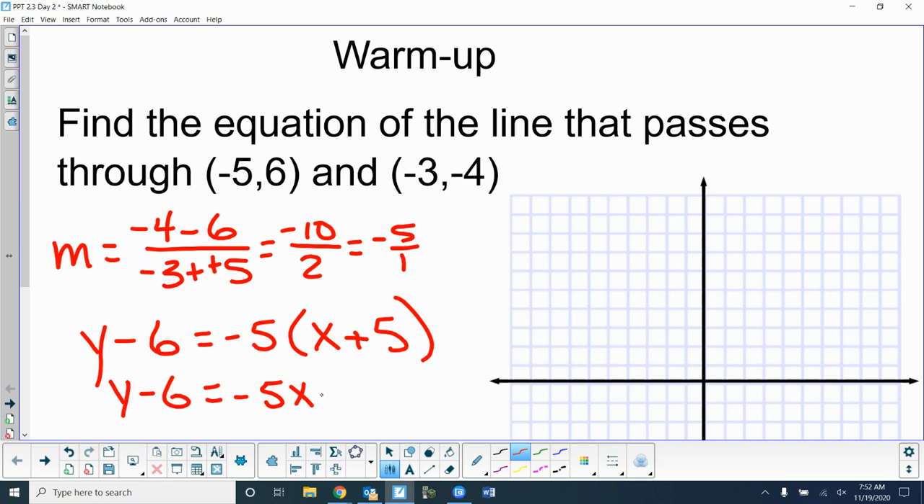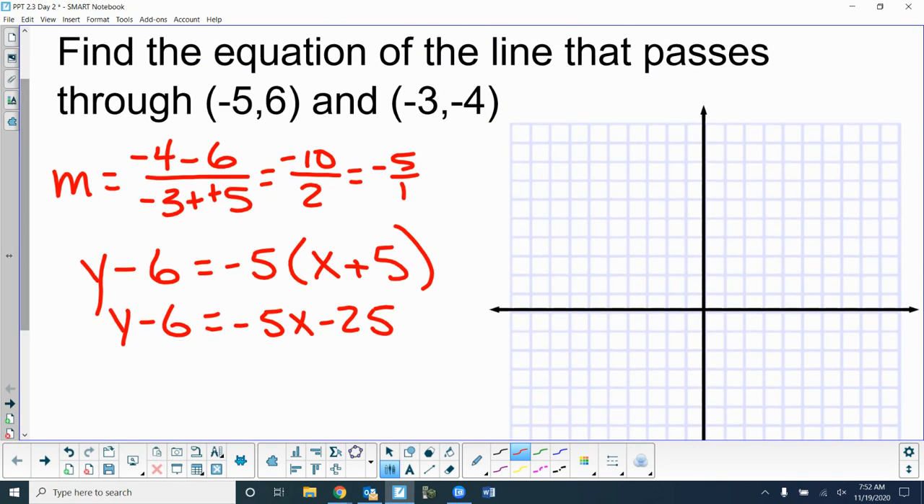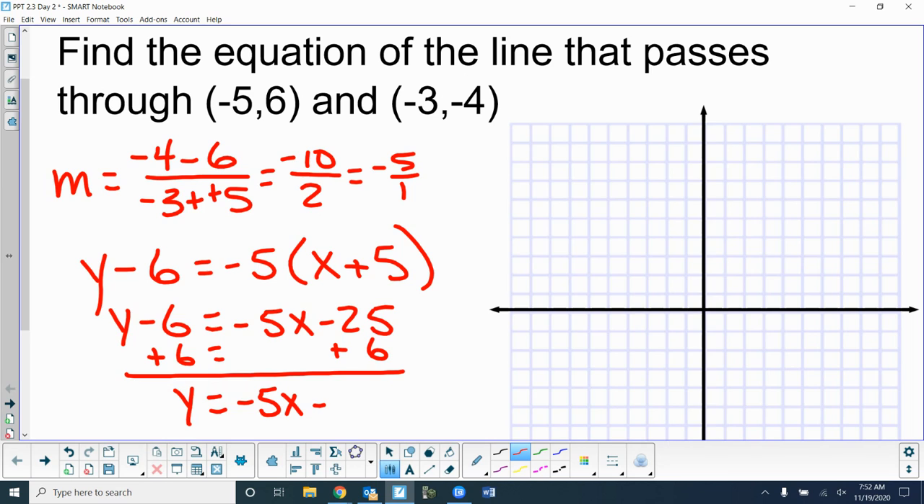Negative 5x minus 25 when I distribute, and then add the 6. We have y equals negative 5x minus 19.